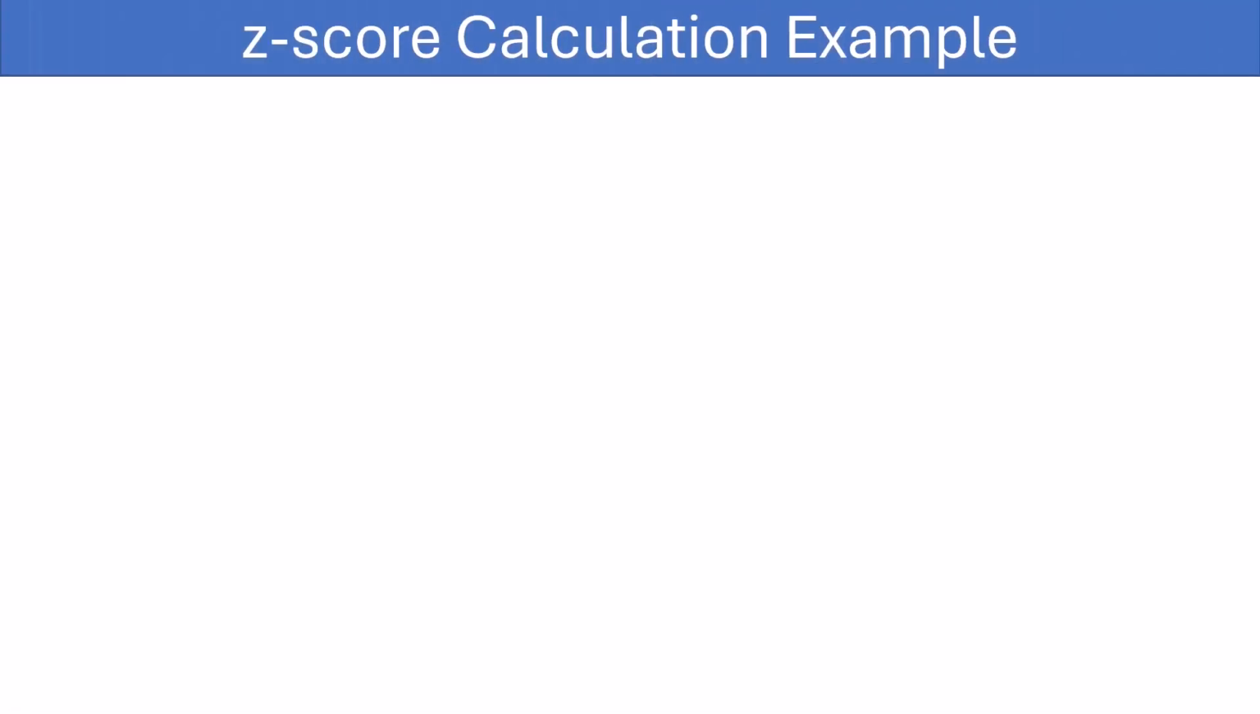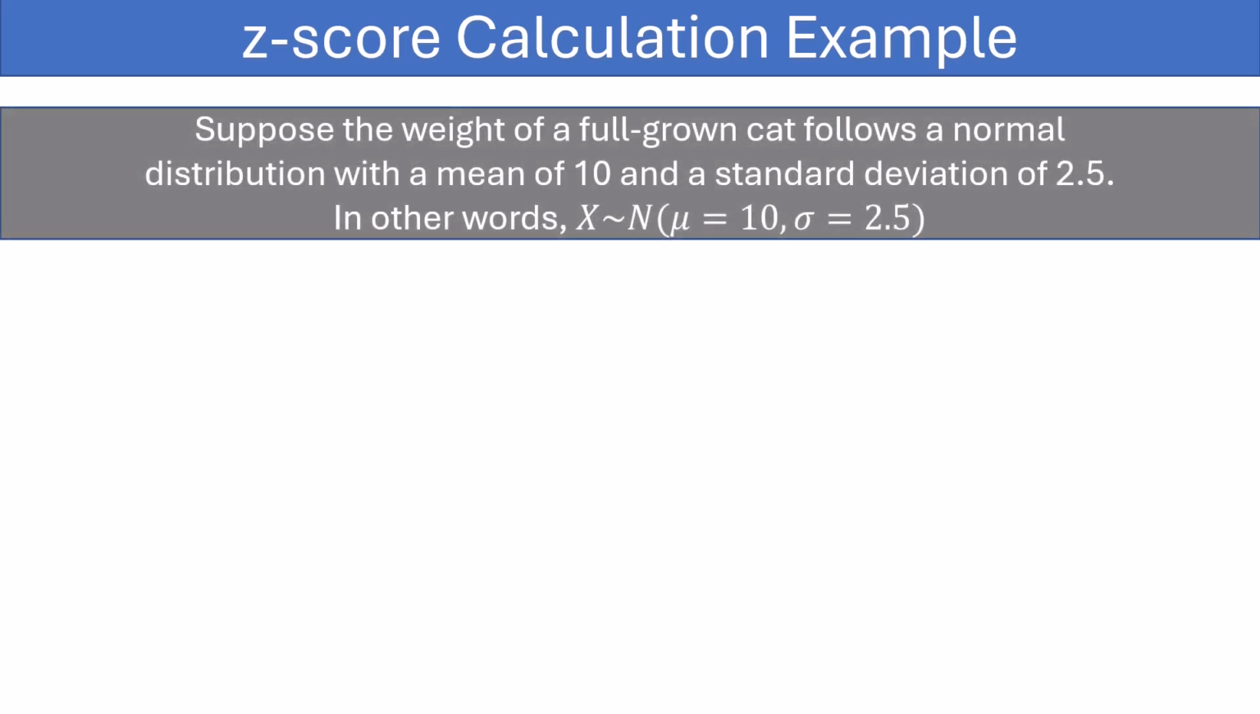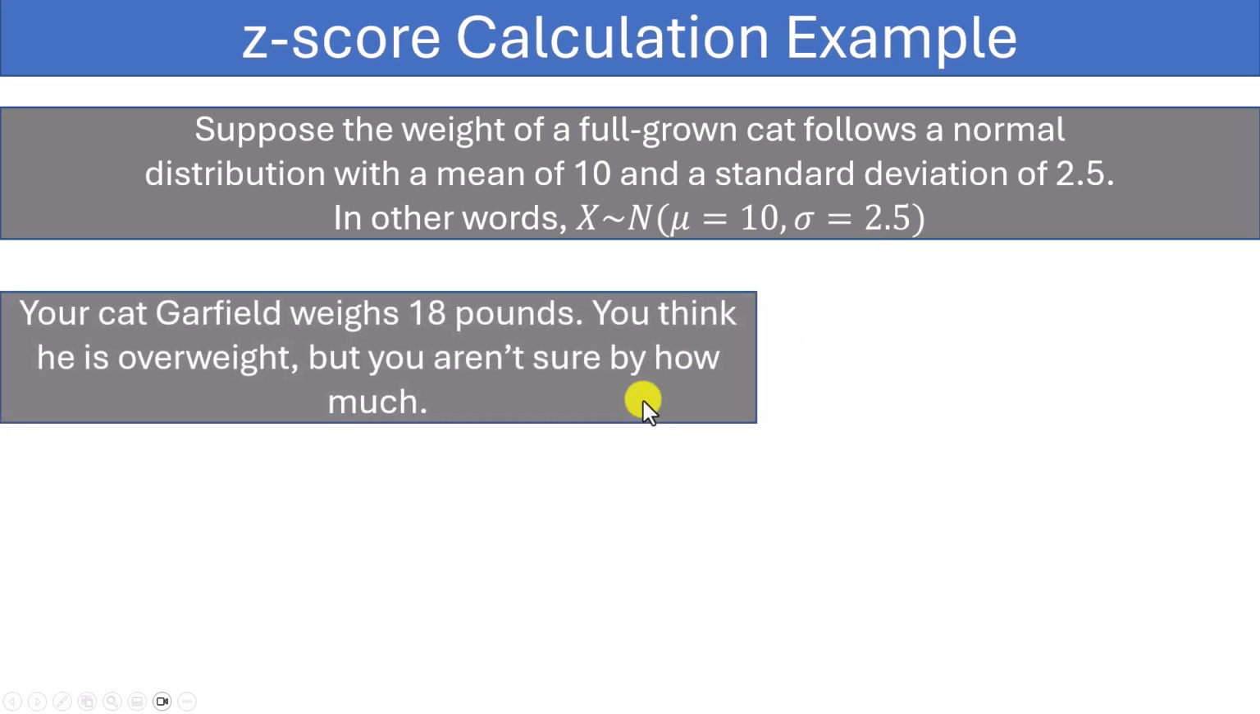Let's look at an example. Suppose the weight of a full-grown cat follows a normal distribution with a mean of 10 and a standard deviation of 2.5. In other words, we can write this in this way: X follows a normal distribution with a mean of 10 and a standard deviation of 2.5. Your cat, Garfield, weighs 18 pounds, and you think he's a little bit overweight, but you're not sure by how much. So here is Garfield.